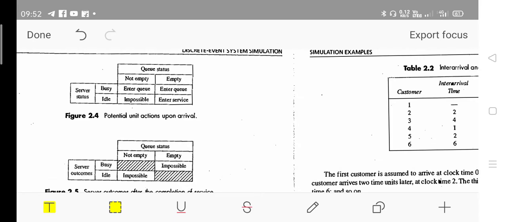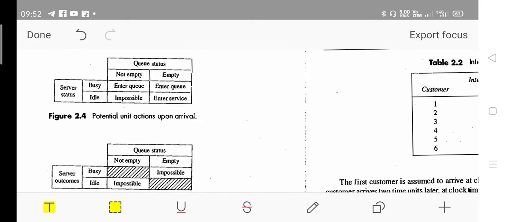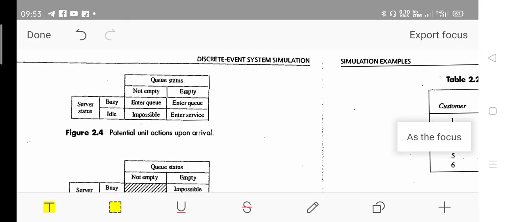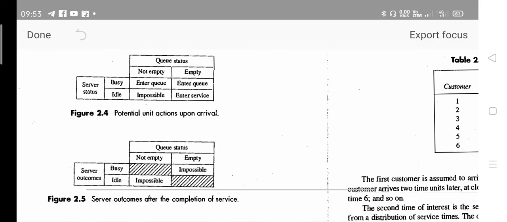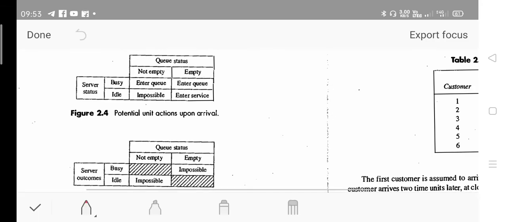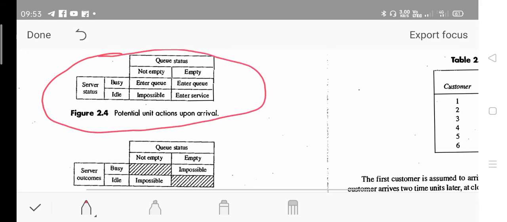So you can go through the tabular representation also. These tables tell you about the actions taken based on the state of the queue. Server status as well as queue status are marked. There are two possibilities for the server: either the server can be busy or the server can be idle. And the two statuses of the queue are that the queue may be not empty or empty.